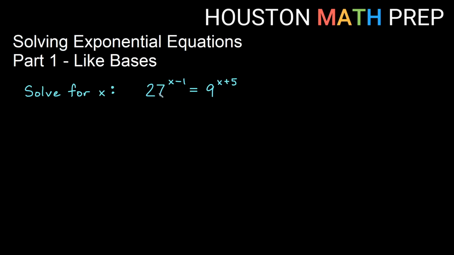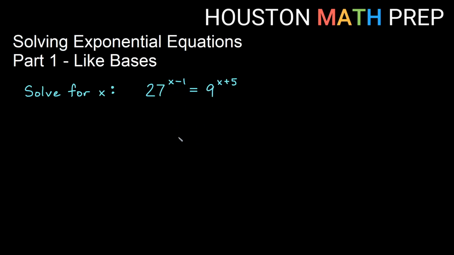Looking here, we have 27 to the x minus 1 equals 9 to the x plus 5. This is a similar thing. Powers of 9, I know 81 is a power of 9, but 27 is not a power of 9 that I might know off the top of my head. So think about, could I make these a similar base, but maybe not 9 or 27?